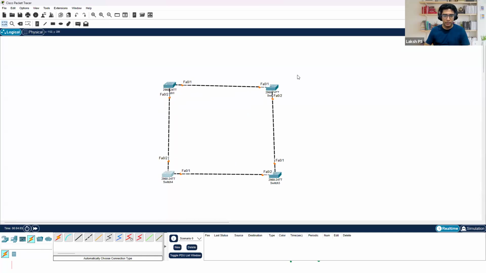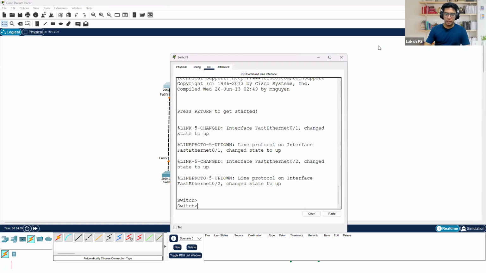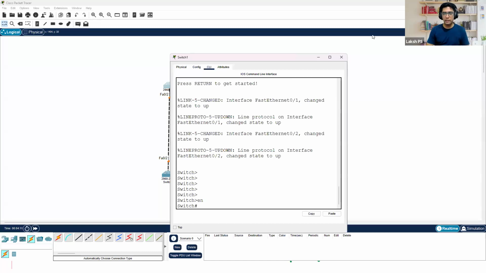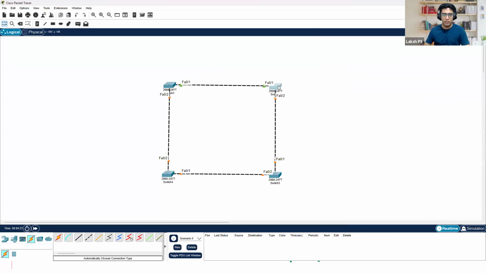Now, if you remember, I said spanning tree on Cisco switches is enabled by default. Okay. So currently between these switches, we will see spanning tree running already. The moment we connect these switches together, currently the switch interfaces are yellow in color, and slowly they are converting their interface to green. And we will see one of the interfaces is still yellow. That means it's in a blocked state.